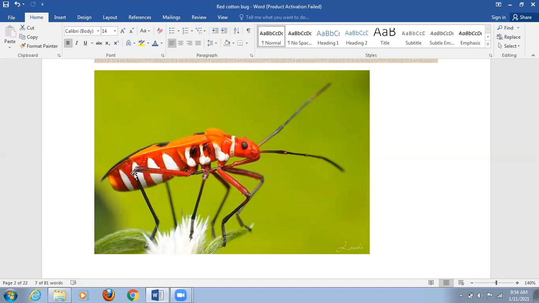In the identification marks, first we'll say that the adult bugs measure up to 12 to 15 mm in length, that is millimeter in length. Females are quite longer than the males, growing up to 15 mm in length, and males grow up to 12 mm in length. So that is about the size of the animal.